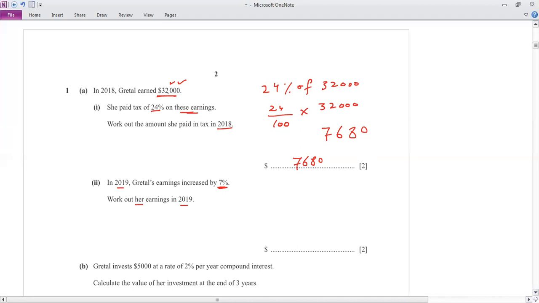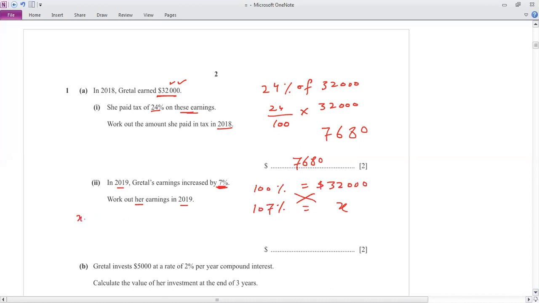So original is always 100%. It means you can say her 100% earning was $32,000 with an increase of 7%. Now this is an increase, so it will be 107%. We have to find how much it is. Do cross multiplication. And no need to write percentage, because at the end it will cancel even.